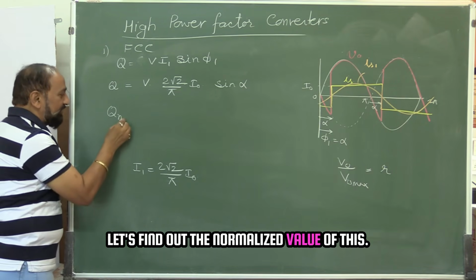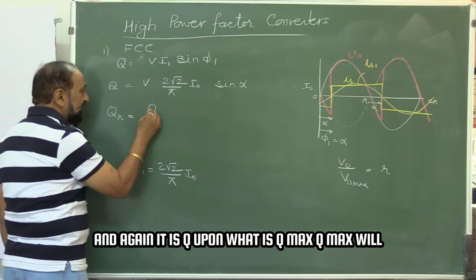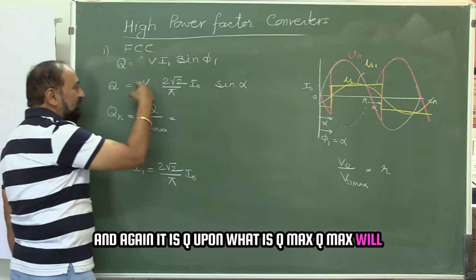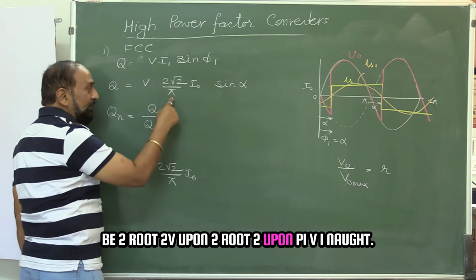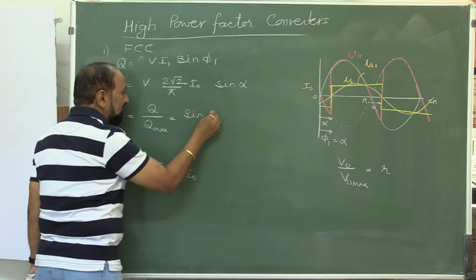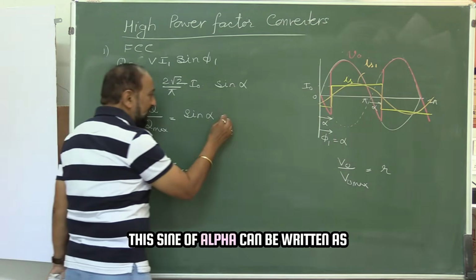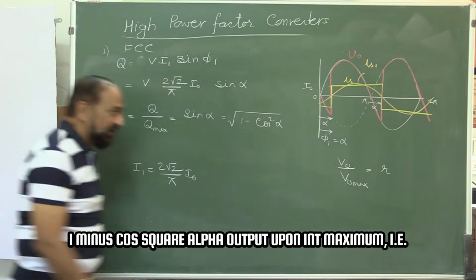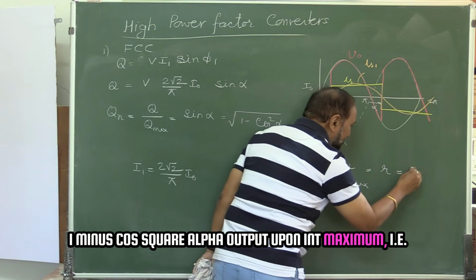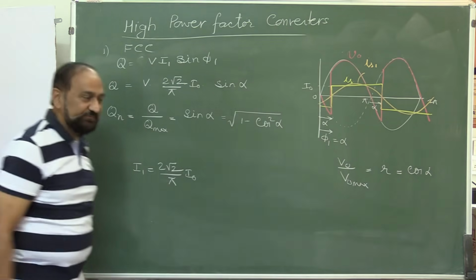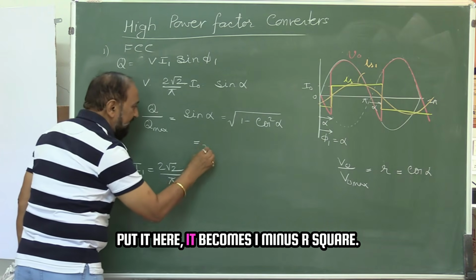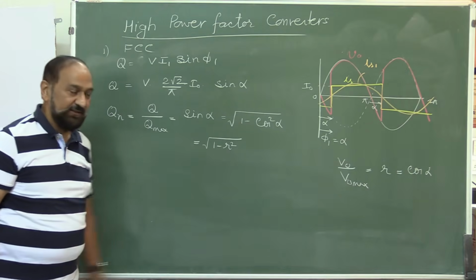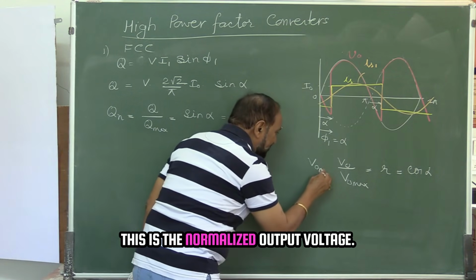Let's find out the normalized value of this, and again it is Q upon what is Q max. Q max will be 2 root 2 upon pi V I0, so that is sin of alpha. This sin of alpha can be written as root of 1 minus cos square alpha. Output upon maximum output, that is cos alpha, which is equal to R. Put it here, it becomes root of 1 minus R square. This is the normalized reactive power.